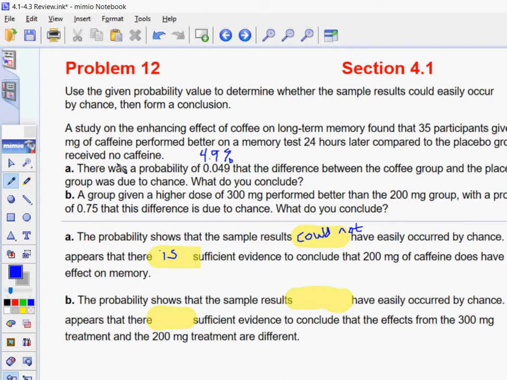B, a group given a higher dose of 300 milligrams performed better than the 200 milligram group, with a probability of 0.75 that this difference is due to chance. What do you conclude? All right, let's do the same thing here. Let's convert that probability of 0.75 to a percentage, just to build some intuition into the problem. 0.75, that'd be 75%.